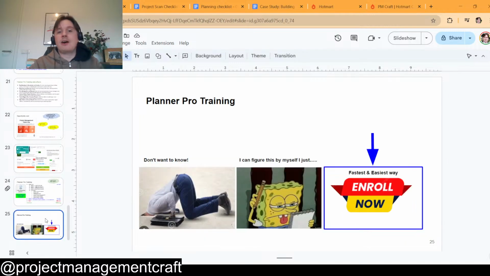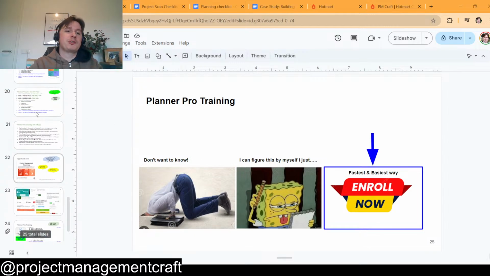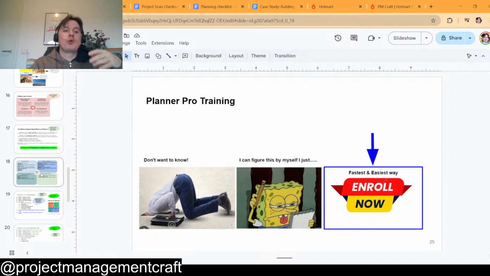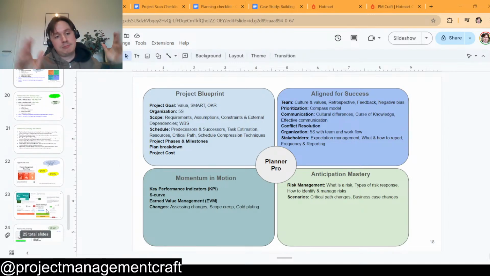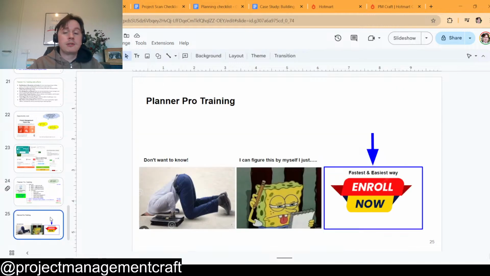So basically right now you have three options. You can decide, okay, I don't believe you. That's a reason. You can say, I'm going to try to figure it out by myself. You can try to reverse engineer my method here to see if you can make it work. That's fine. Be my guest. That will only take longer to build something like that, but people decide what they want. Or you can enroll right now. It's the fastest and easiest way.